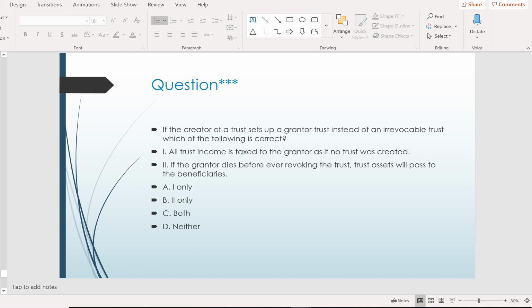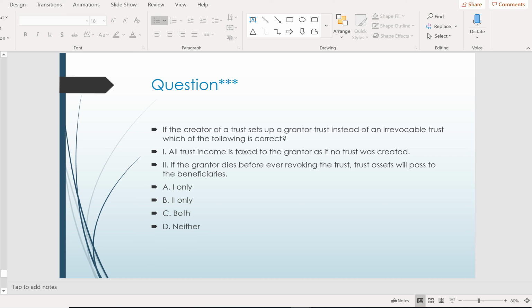Two, if the grantor dies before ever revoking the trust, trust assets will pass to the beneficiaries. That's true even for a grantor trust. So a grantor trust is still a trust for legal purposes, but it's not a trust for tax purposes. So if a grantor sets up a, quote, grantor trust instead of an irrevocable trust, that means it's still a trust for legal purposes, but it's not a trust for tax purposes. So all the income would still be taxed to the creator, to the grantor, as if no trust was created, because they didn't set up an irrevocable trust.